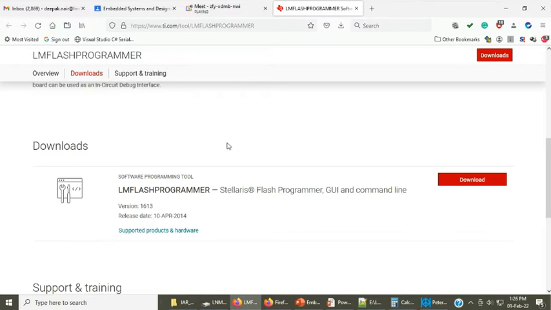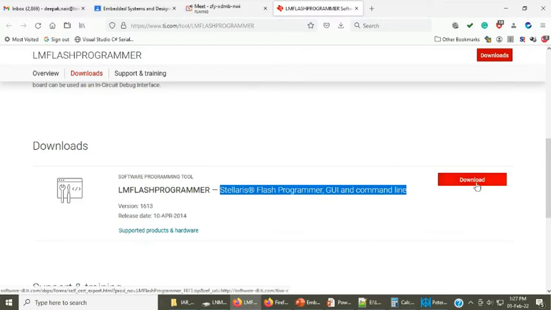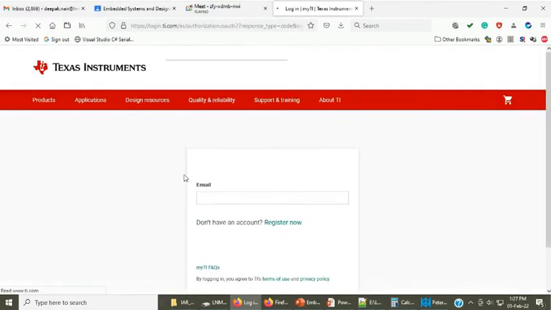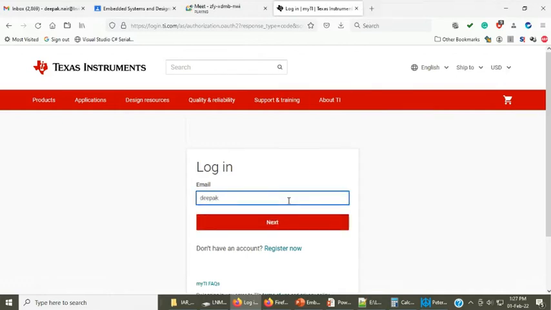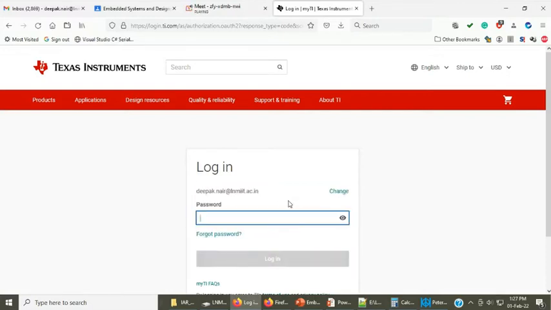Okay, so keep this in mind: if in future you have any issues with booting the system, or if you get errors like the board is not detected or something like that, then you can use this flash programmer. Again, for downloading, you need to register on their website and download it for free. They are not going to charge you, you just need to provide the details. Let me show you what kind of details they need.